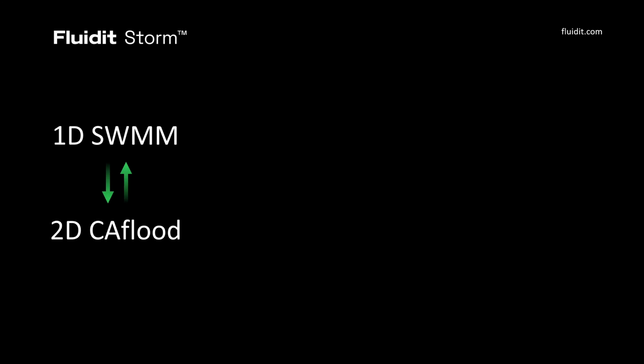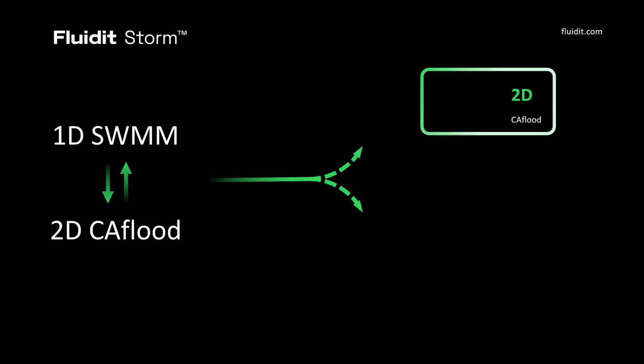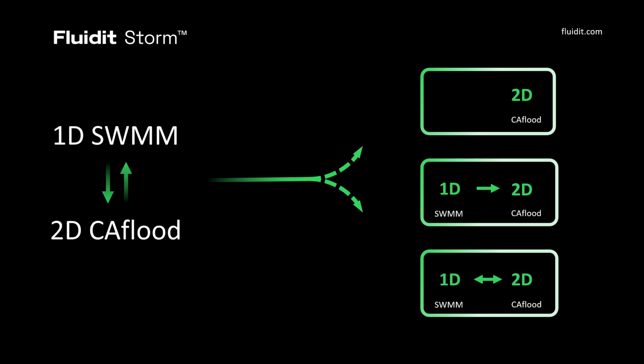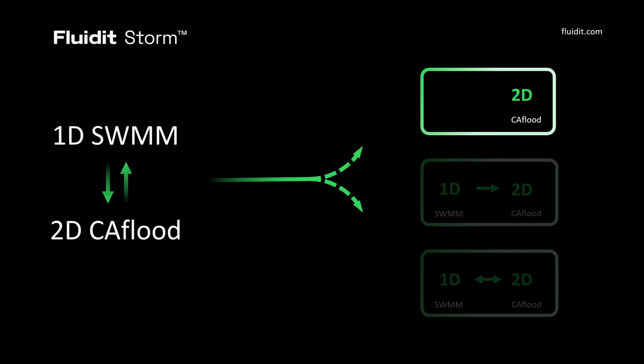Here, I will use both engines to show you three different approaches. First, a scenario where only the 2D engine is used for flood analysis. Second, using results from a 1D model as input for the 2D domain. And for the third scenario, let's explore a coupled simulation when both engines work simultaneously. Let's first see how to set up 2D-only simulations.